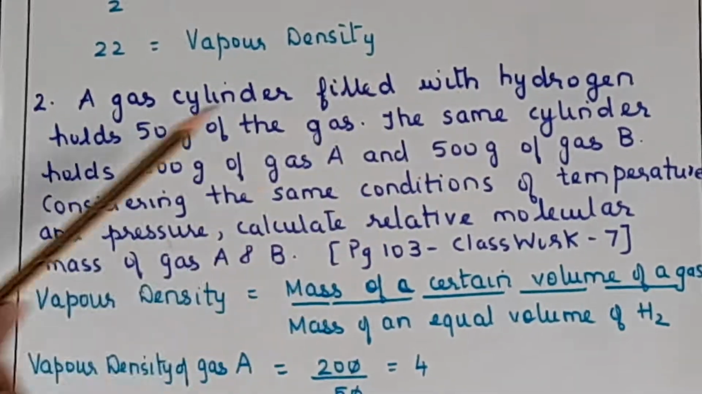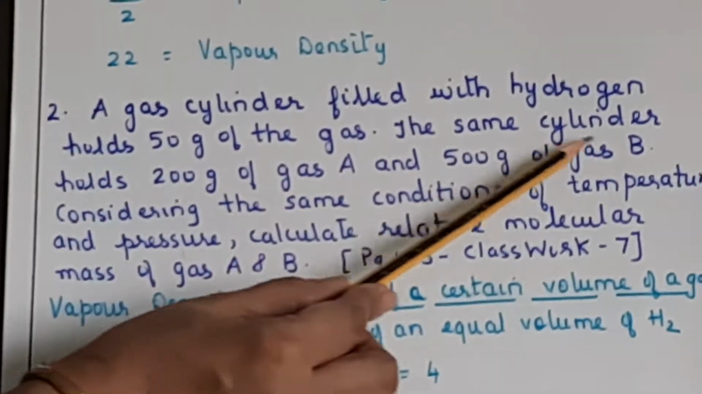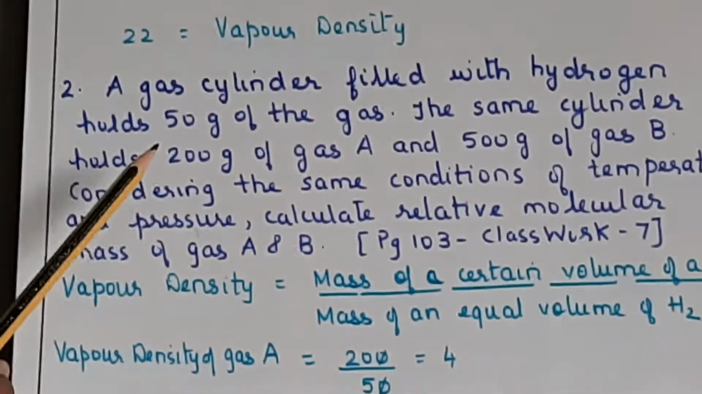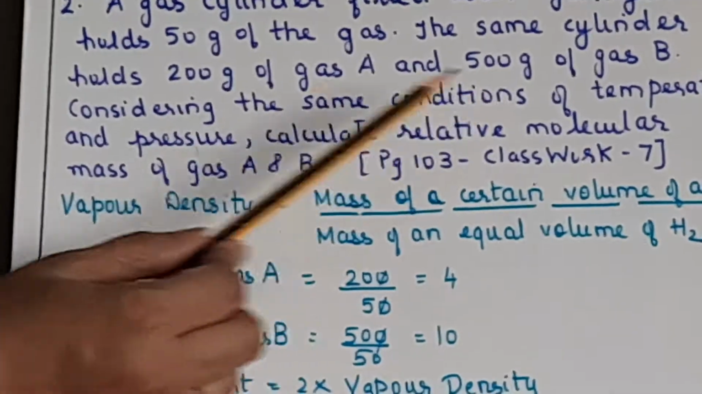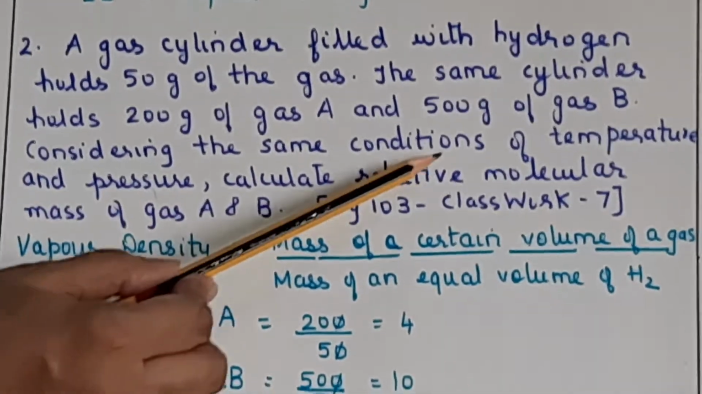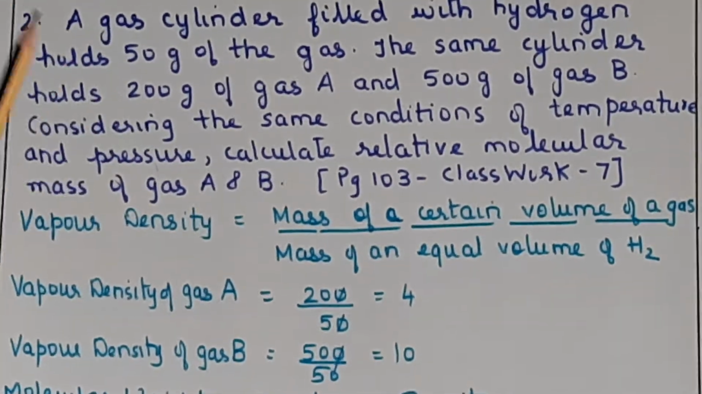The same cylinder holds 200 grams of gas A and 500 grams of gas B. Now we don't know what gas A and gas B are. Considering the same conditions of temperature and pressure, calculate the relative molecular mass of A and B. First you have to understand, relative molecular mass means nothing but molecular weight.